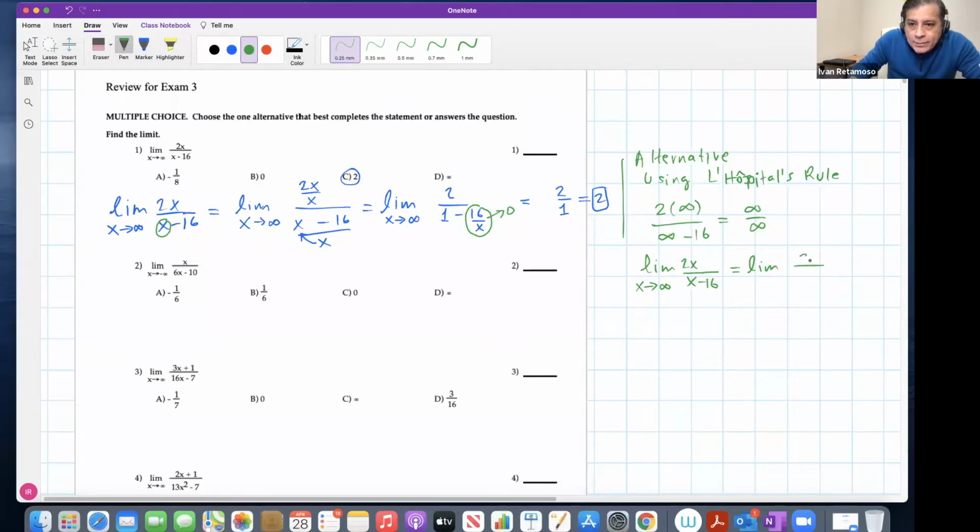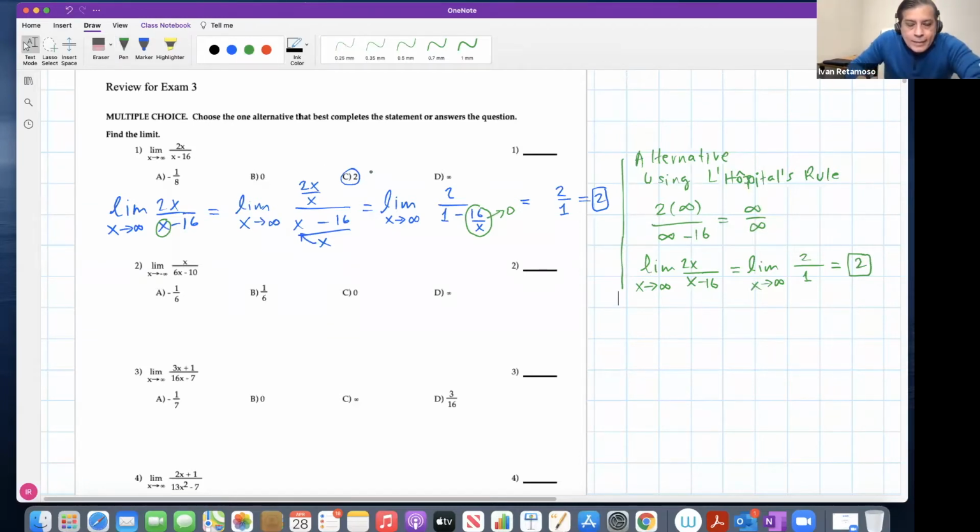The derivative of 2x is 2. The derivative of x minus 16 is just this invisible 1, right? And if you try again, the limit here is clearly just 2, right? So I think it's quicker. You don't need to do this using L'Hopital's rule, but in case you want to use L'Hopital's rule, feel free. What matters is that you identify the right answer, right?